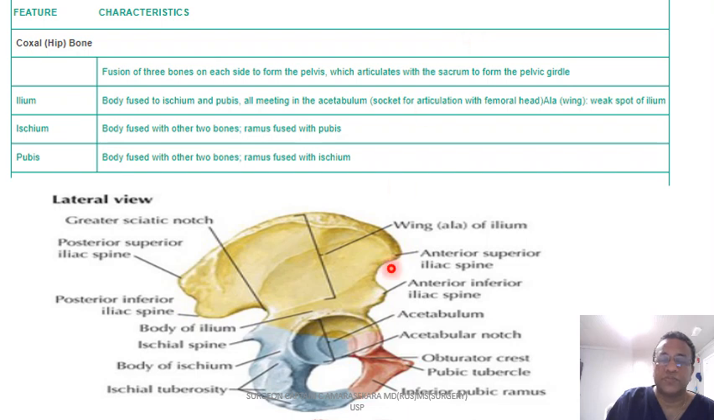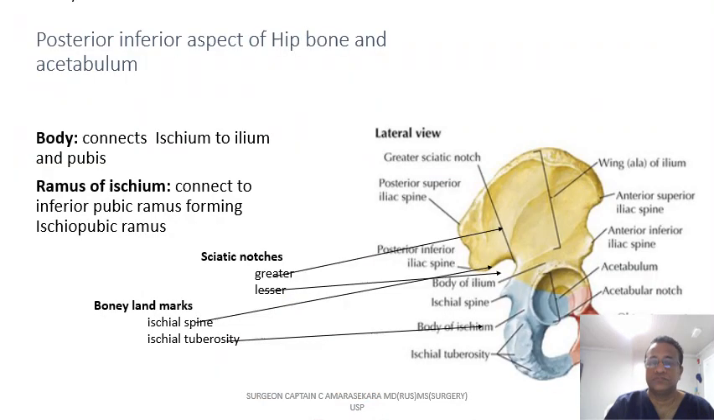And the pubic body and the rami you can see. So these are important position, and this body of the pubic and ramus contribute to the anterior pelvic wall, and they support the urinary bladder. So now let's shift our focus to the posterior inferior aspect of the hip joint.